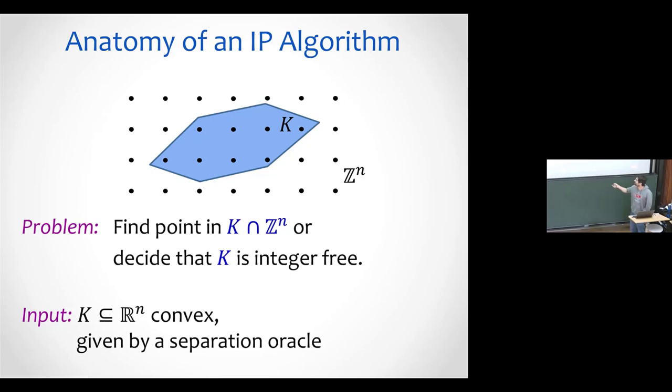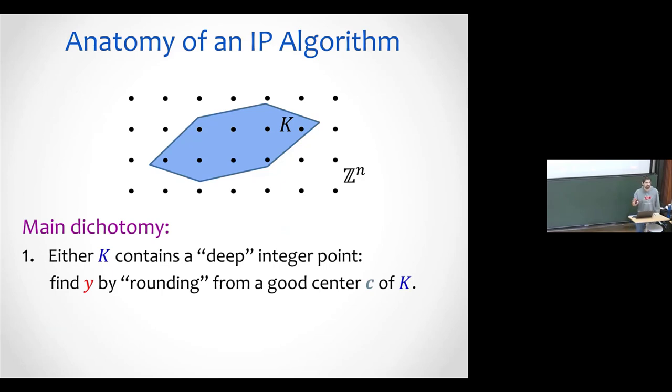In some sense, this is perhaps a weakness: if I told you you had a small number of inequalities, I actually don't know how to use that information. Okay, so what do we want to do? We either want to find an integer point that happens to be inside my feasible region, or decide that there are none. Okay, so that's the problem. Now, as I said, we're moving to feasibility.